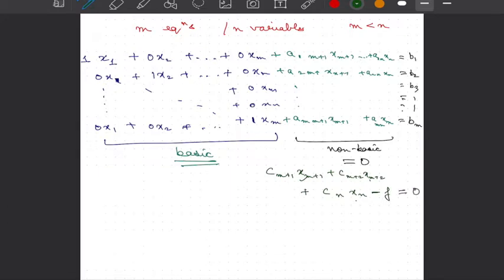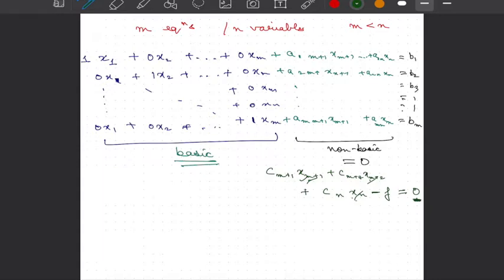So if you look at the first basic feasible solution, as we are putting x_{m+1} through x_n equal to 0, our value of the objective function directly becomes the right hand side. Whatever value we have here, these terms would vanish as we put all these variables as non-basic, so our objective function value is whatever we have on the right hand side.